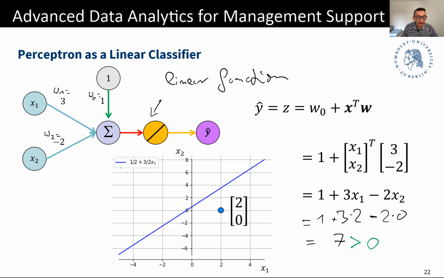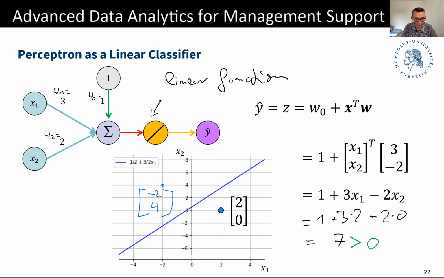Okay, yeah. For this input, x1 equal to 2, x2 equal to 0, we obtain a positive output value from our perceptron. That is not particularly exciting, but equivalently, if we look at another data point, let's say we had this one here, where we have x1 equal to minus 2 and x2 equal to 4. And we evaluate our perceptron again.